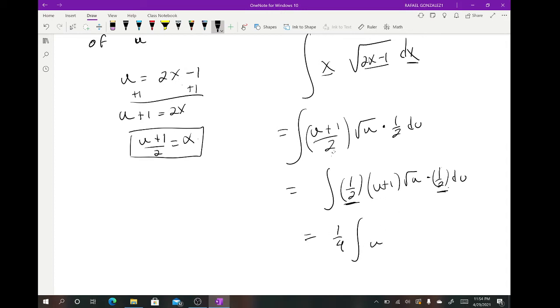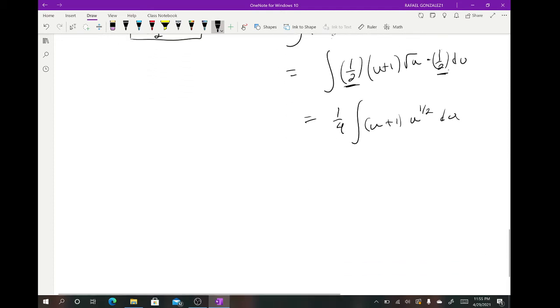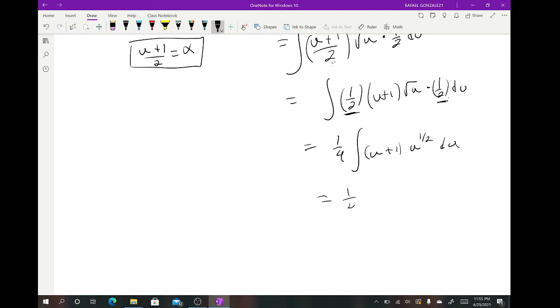And on the inside I have u plus 1 times u to the 1/2. Let's write it as 1/2 so I could multiply, 1/2 du. And now we can distribute this. So notice that I'm going to distribute and simplify this as much as possible before taking the antiderivative. So when we multiply u in here, we're going to get u to the 1 plus 1/2 power, to the 3/2, plus u to the 1/2 power du.